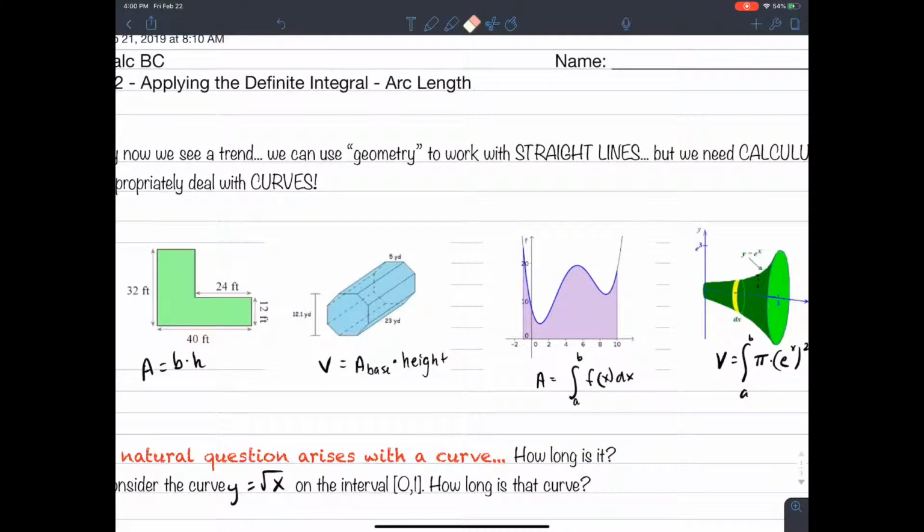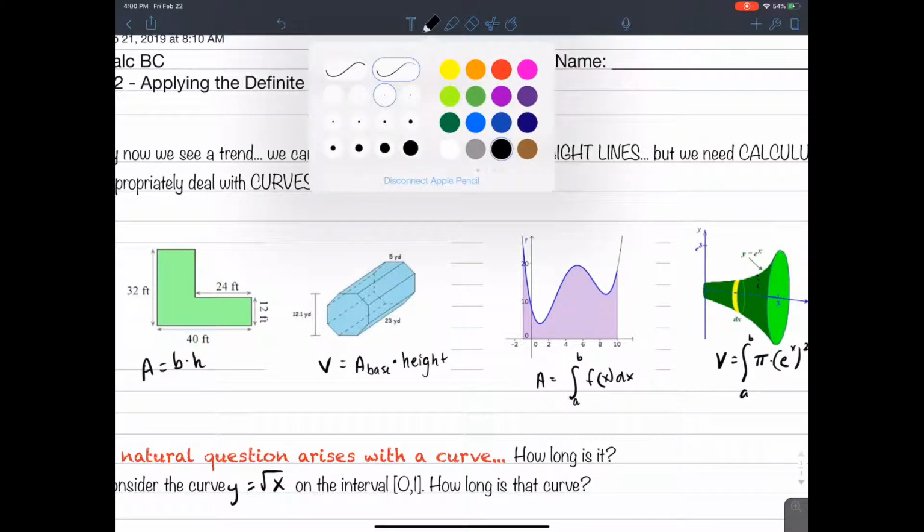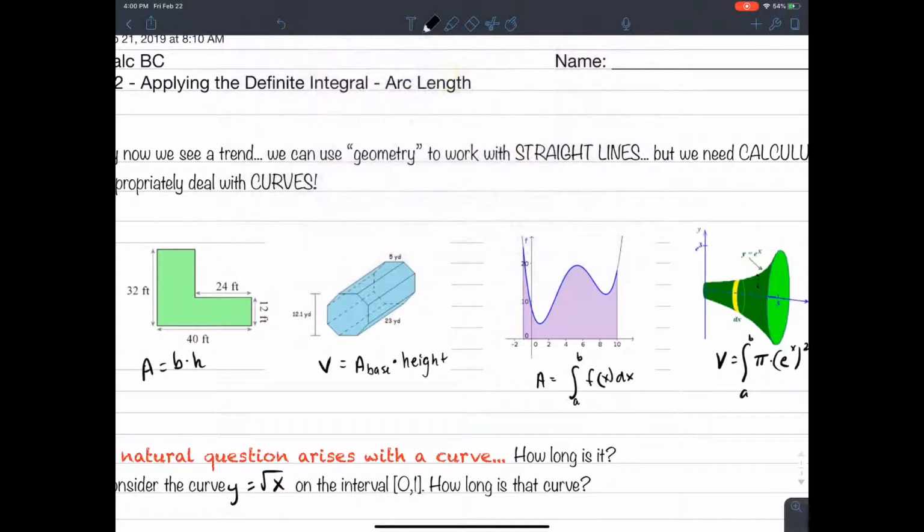So today we're going to look at the connection between calculus and finding the length of a curve. And just to set the stage, we've been seeing thus far that when we work with straight lines, those are easy to do. And we don't need calculus to calculate things with straight lines.